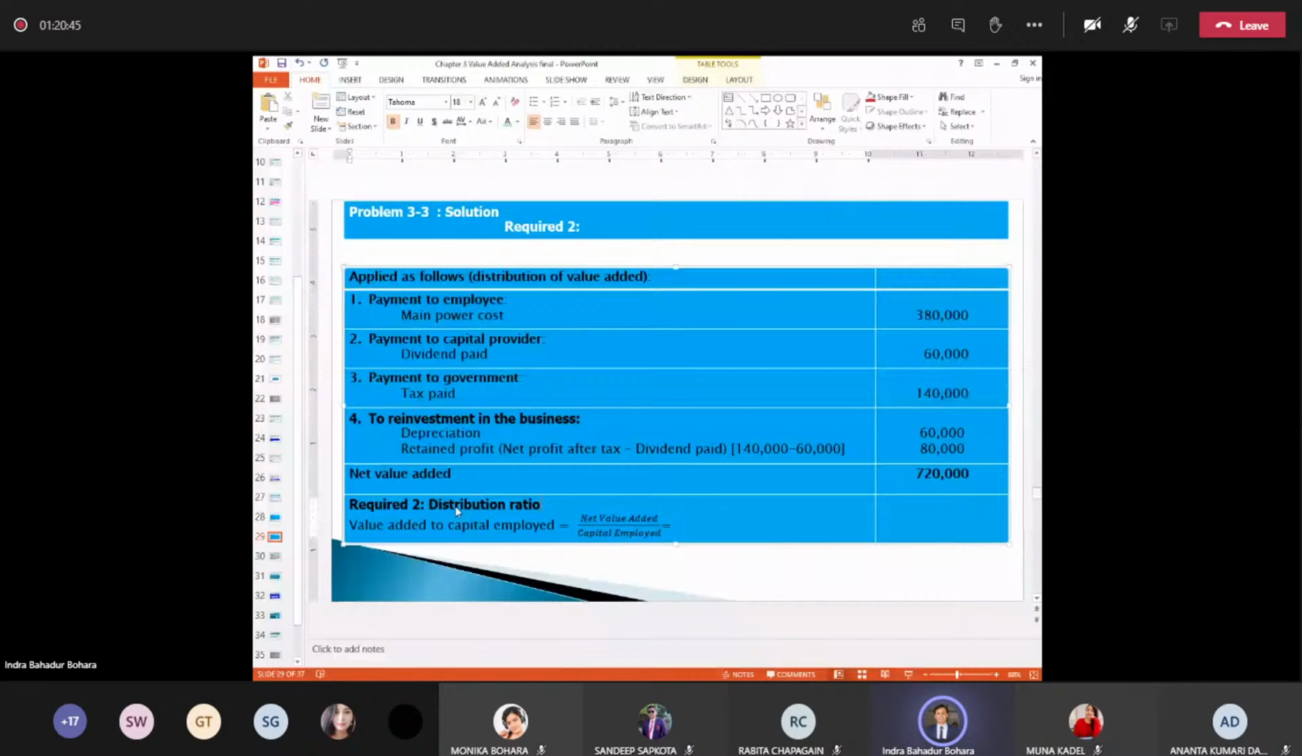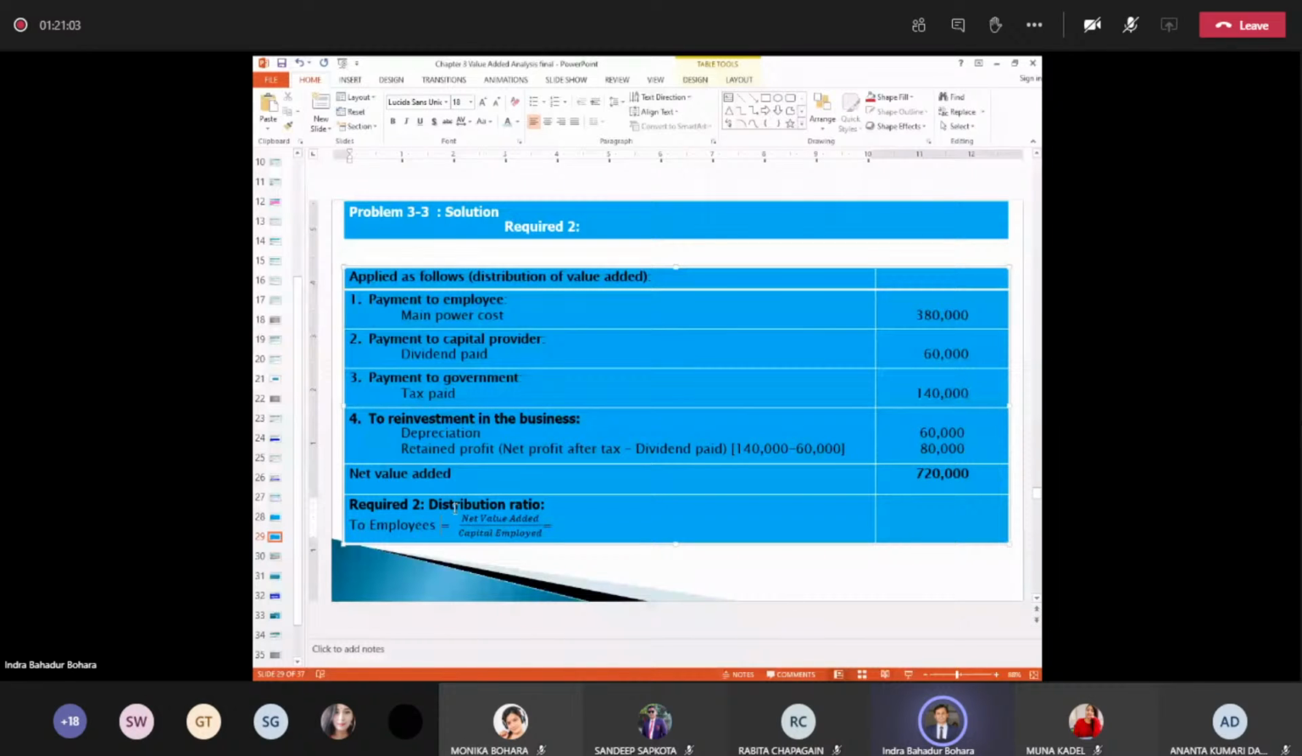Distribution to wage or employees. What percentage is the distribution to employees?